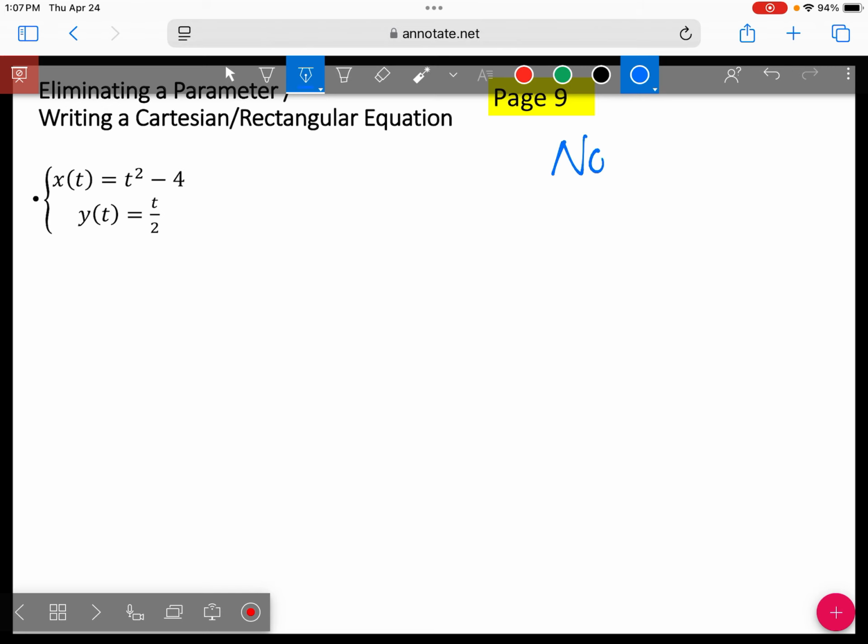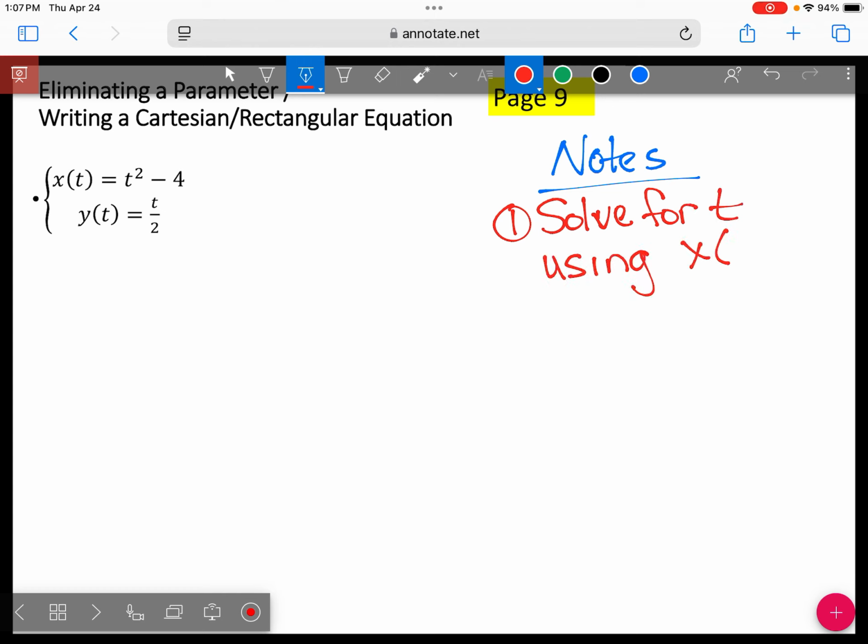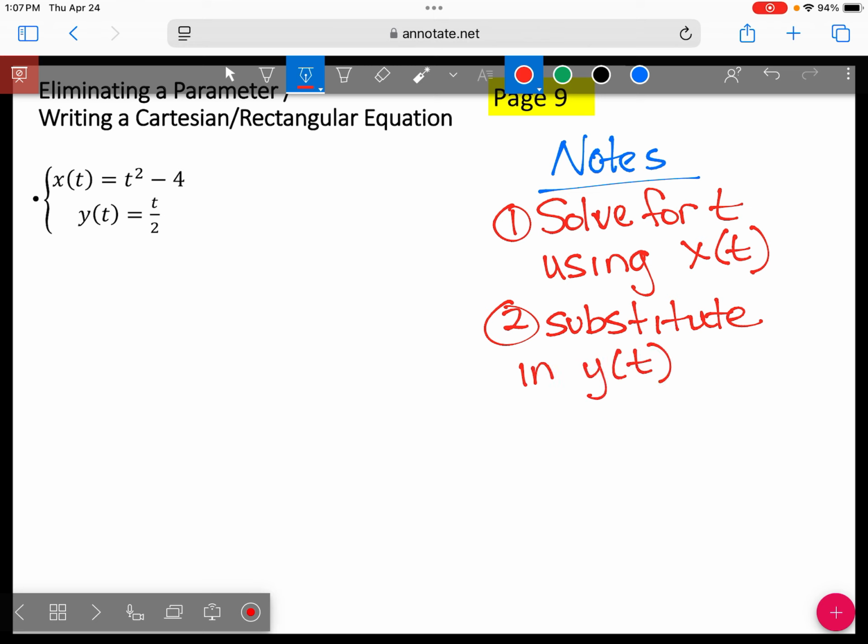The first step in the notes box is you're going to solve for t using x of t. That's the first step. Then after you do that, you're going to substitute whatever you got from step 1 in your y of t. The third thing you're going to do is simplify it. And then you also have to state the domain.